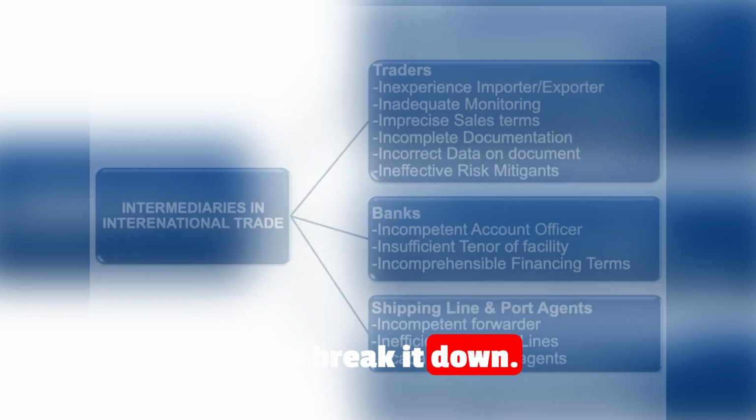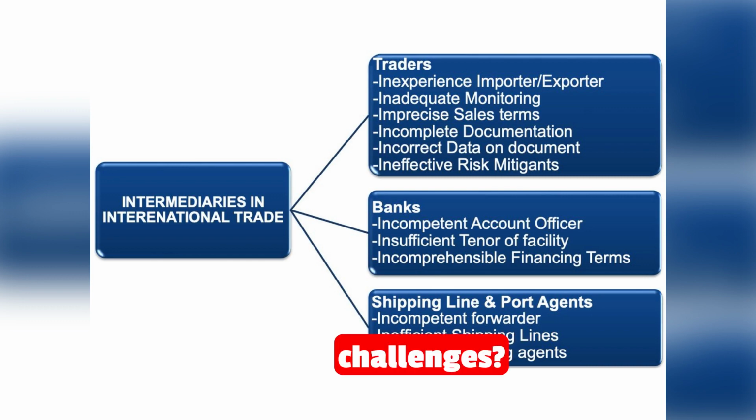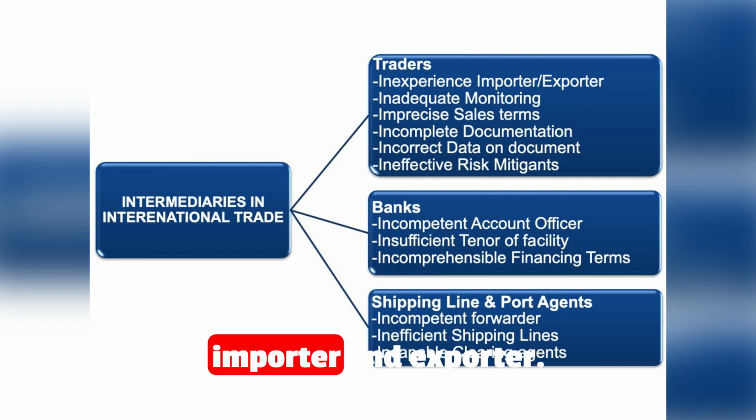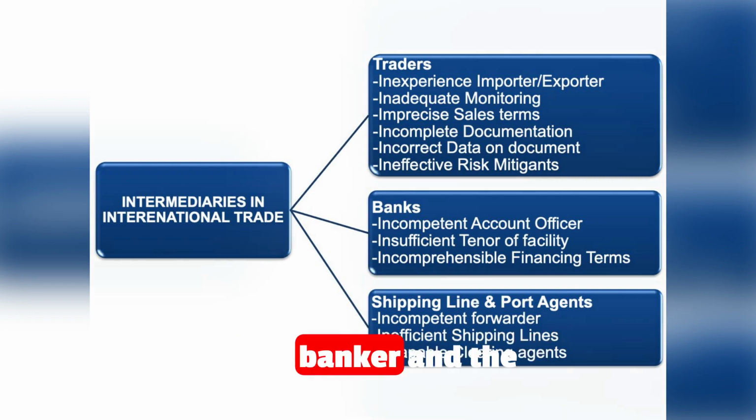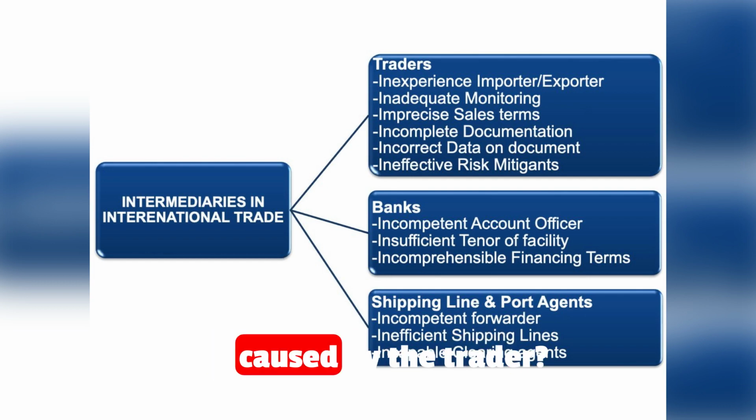Let's break it down. You see all those challenges? Who are the culprits of these challenges? The traders themselves, importer and exporter, the banker, and the shipping line. Which of these issues is caused by the trader?